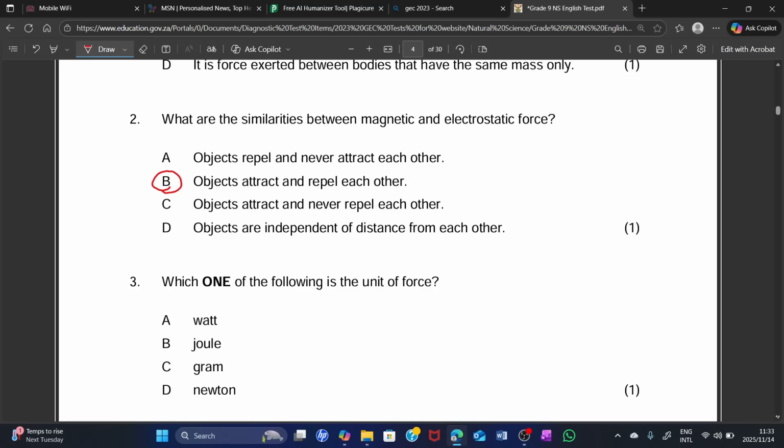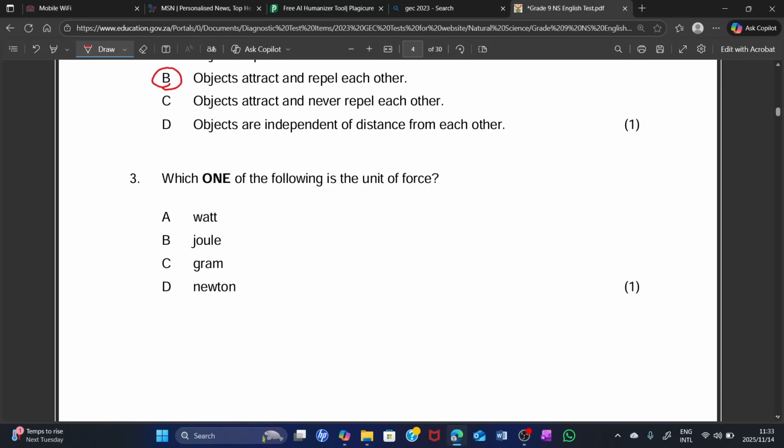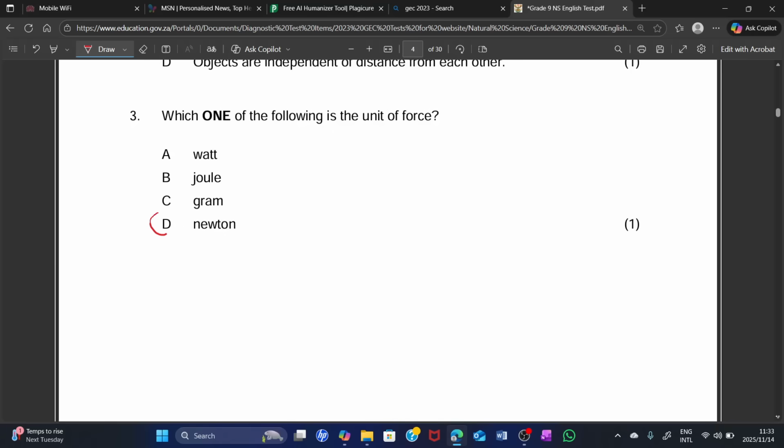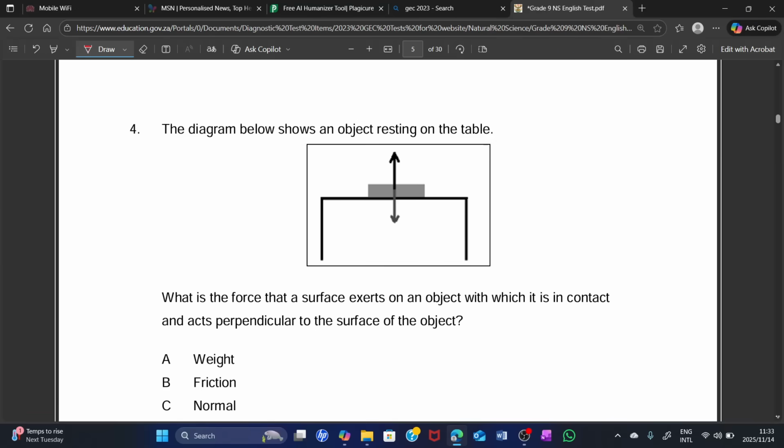Which one of the following is the unit of force? How do we measure a force? You know it's measured in newtons. Where is it? Yes, that is D. So the answer is D, right? Now let's go to the next one.